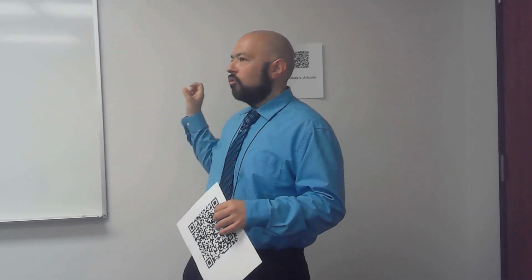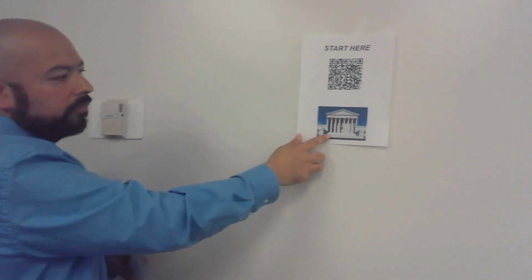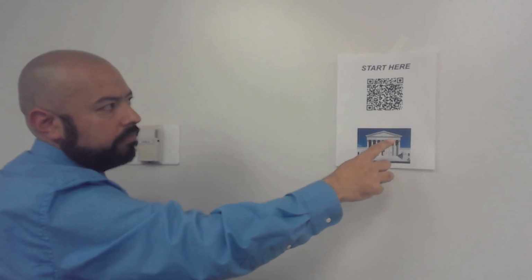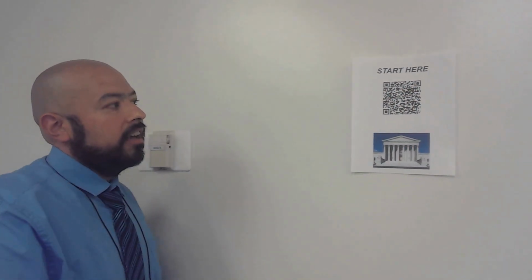In this QR code adventure, you're going to have to figure out which QR code you need to go to next. They're in no particular order in the room, but they are in a particular order for you to go through. You're going to get a clue, and you're going to go from that clue to another one. You're all going to start at the Supreme Court right over here, where it says start here right on top.